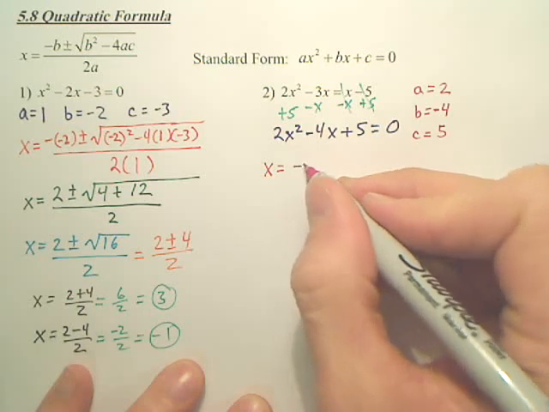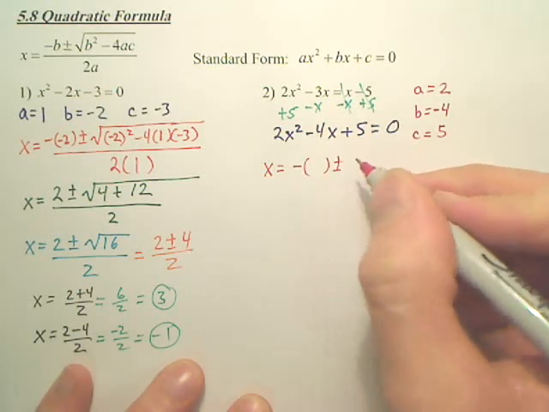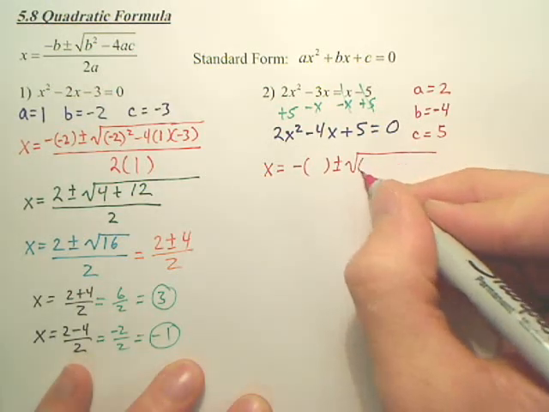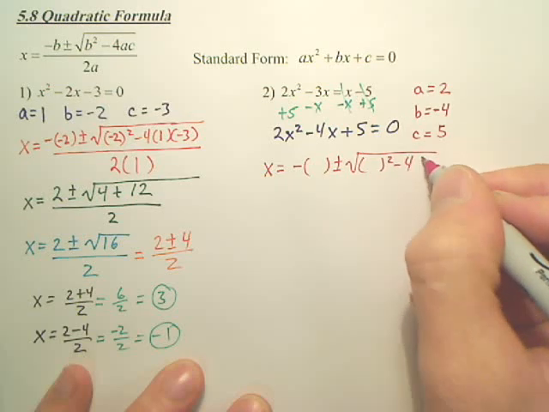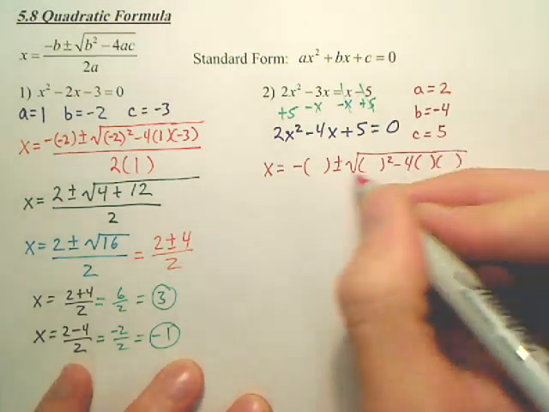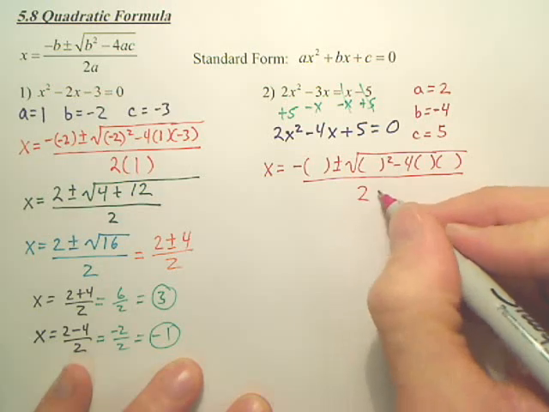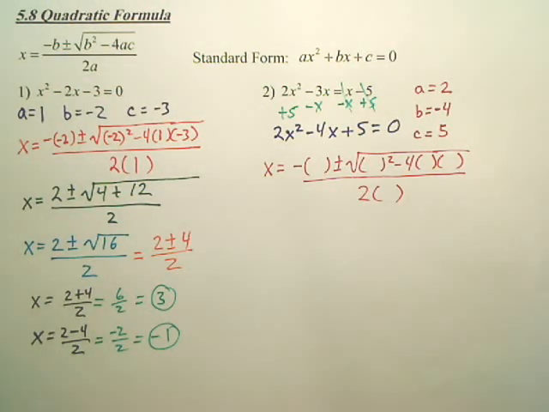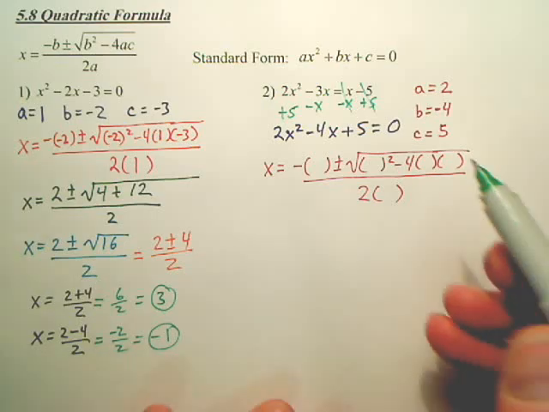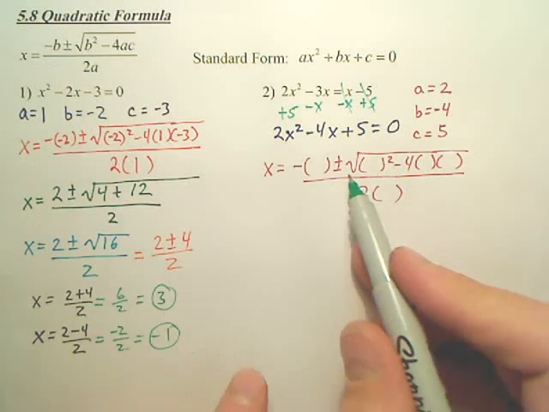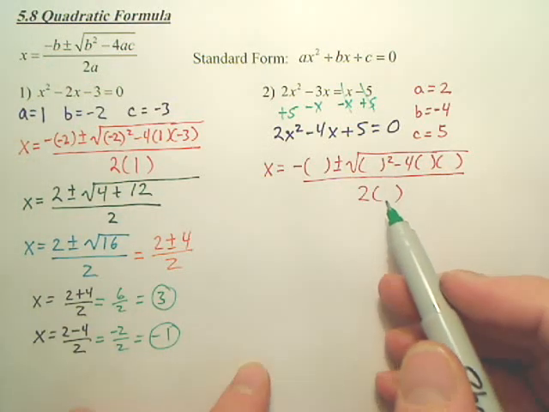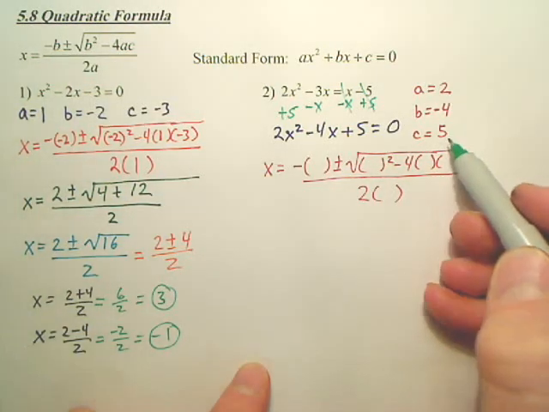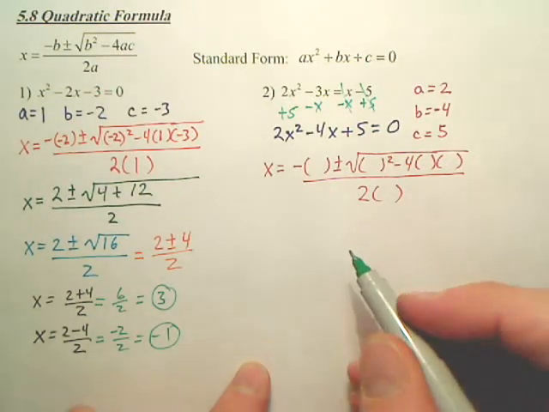A lot of times when I do this, I write the whole formula with a whole bunch of blanks, and then I go and fill it in afterwards. Everybody has their preference. Everywhere there's a letter, I just put a blank using parentheses. And then I take these three numbers and plug them in the right spots.